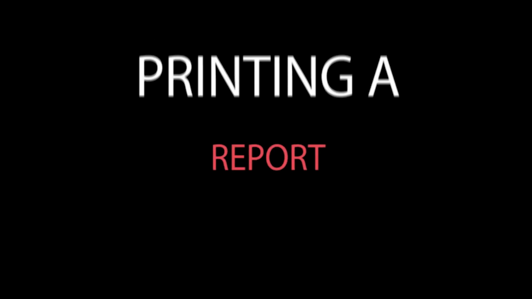Printing a report. To print a report, follow these steps. Number 1, click File, Print, Print Preview option. Number 2, choose the orientation and page setup from the Print Preview option. Number 3, modify the page size, length and width of the page if required. And number 4, click the Print option and click on the OK button.